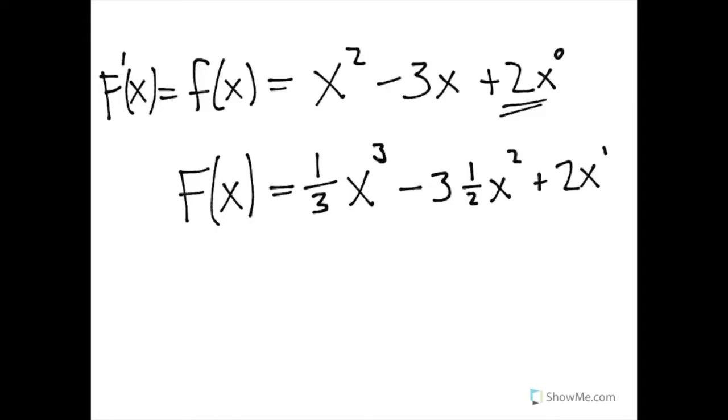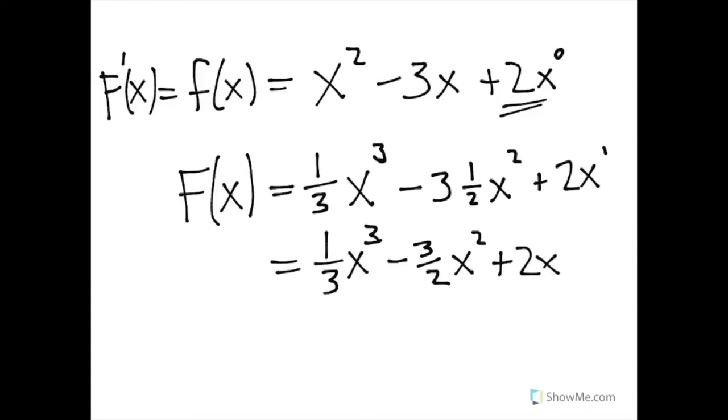Okay, and so let's see, do we need to simplify this at all? That'd be a good idea. 1/3 x to the third, and then minus 3 halves x squared plus 2x. And then don't forget that what we just talked about is that there also could have been a constant there on the original, and so I'm going to put plus c.